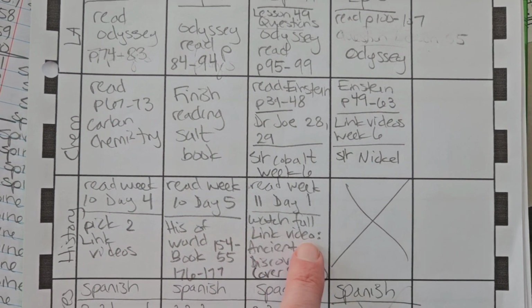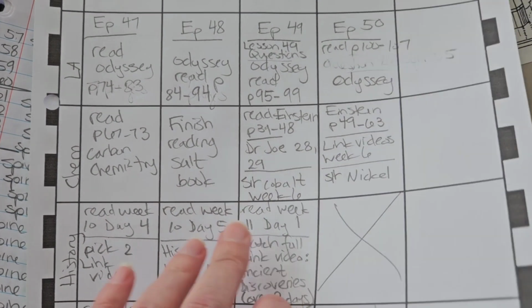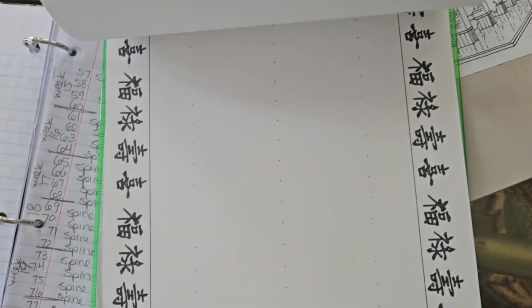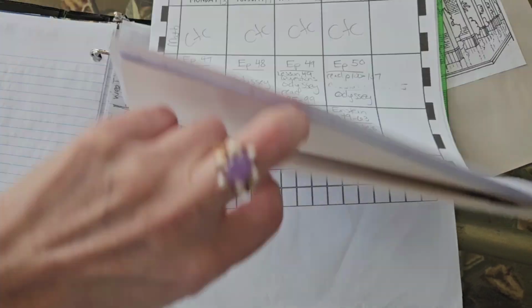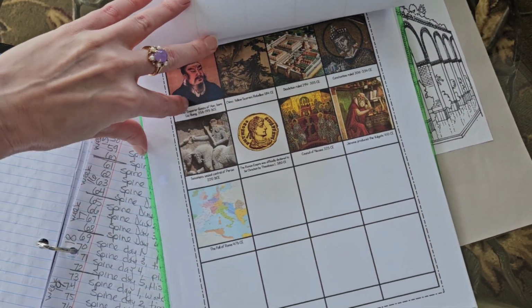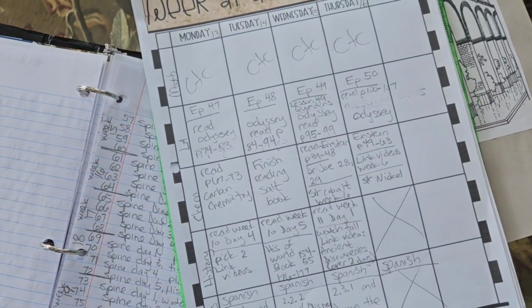This is what he's got to do each day. He knows where to go online. And then I put everything that he needs, like for timeline and craft projects, I attach it to the clipboard. Here's his timeline in the clipboard.